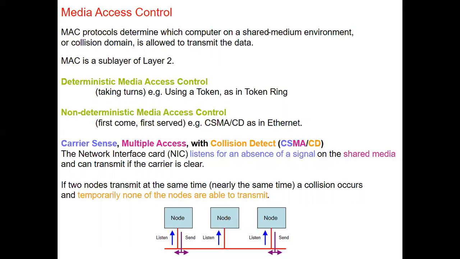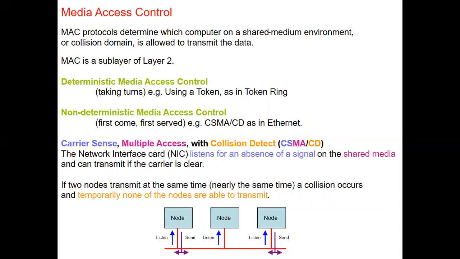So the MAC protocol determines which computer on a shared media environment or collision domain is allowed to transmit the data. MAC is a sublayer of layer 2. Deterministic media access control, e.g. using a token as in token ring. Non-deterministic media access control is first come, first served. This one uses carrier sense multiple access as in Ethernet.